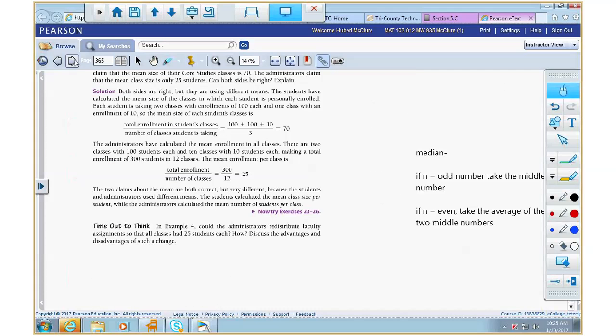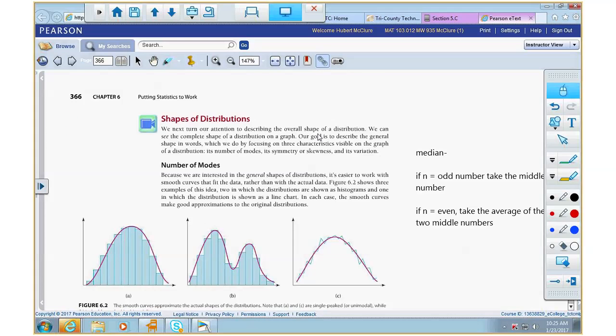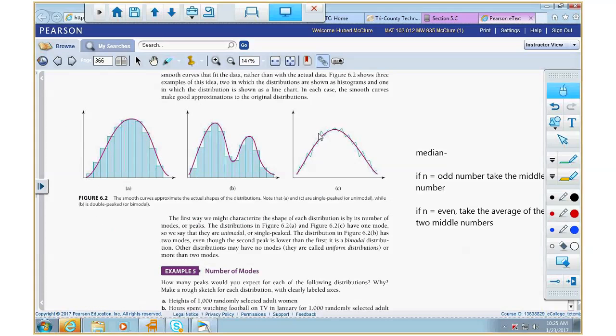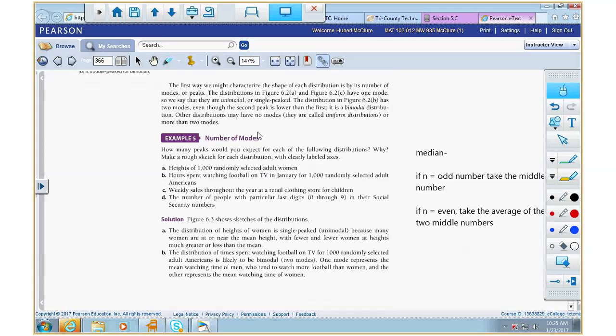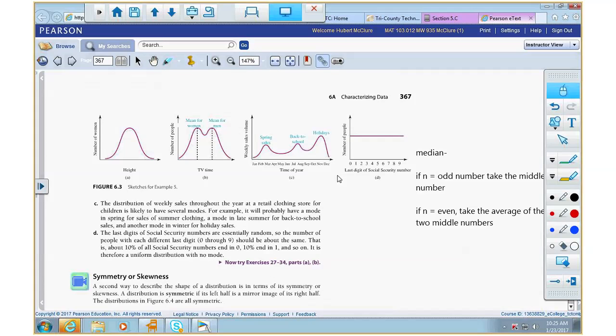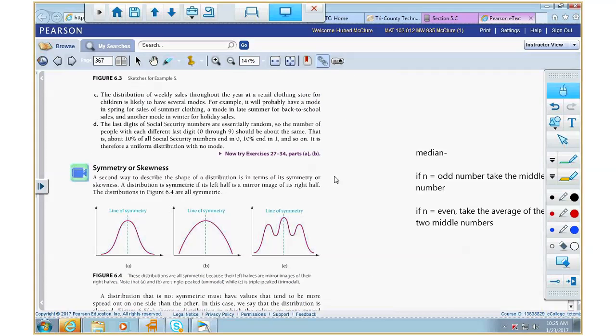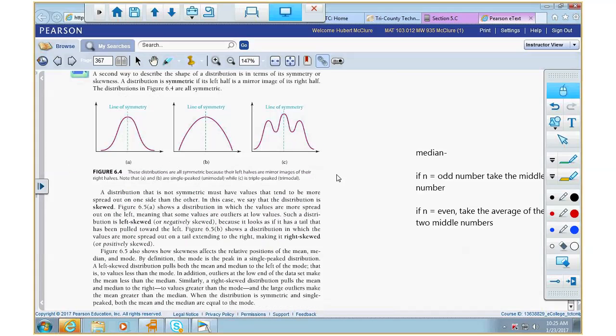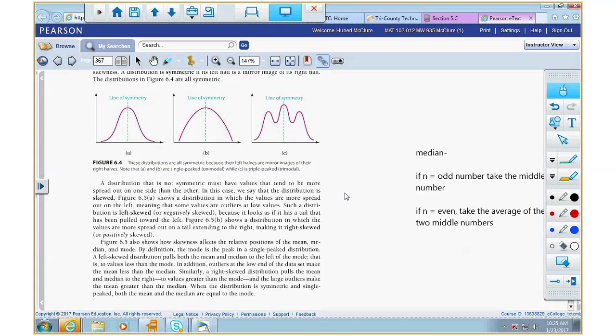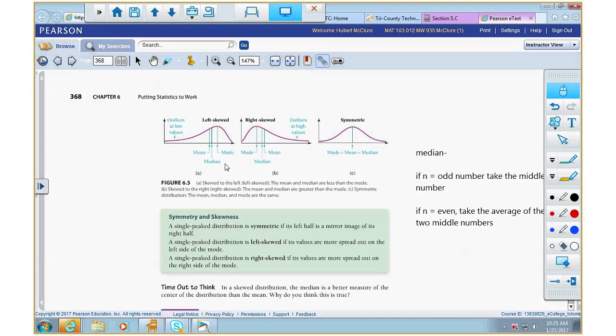Well, there's a page we can skip. It talks about the number of modes. I'm not going to get into that. I've done talked about that. Okay, skewness. It's always the opposite. There it is. Write these down, page 368, these A, B, and C right here. You need to know the 3 skews.